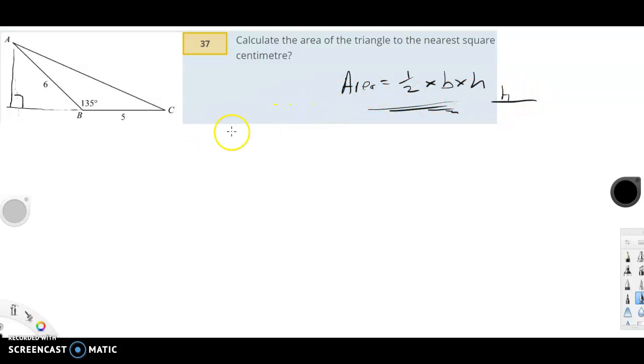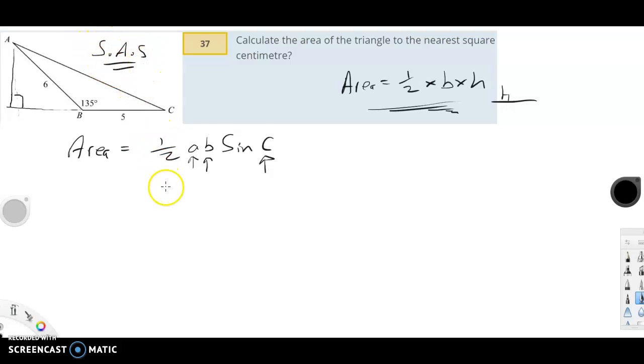So we need another formula. And if you look in the tables on page 16 of the log tables, the area equals half ab sine C, and that means that's the length of a side, that's the length of another side, and that's the angle between the two sides. So that's a situation called side angle side. So for area of a side angle side triangle, we use half ab sine C.